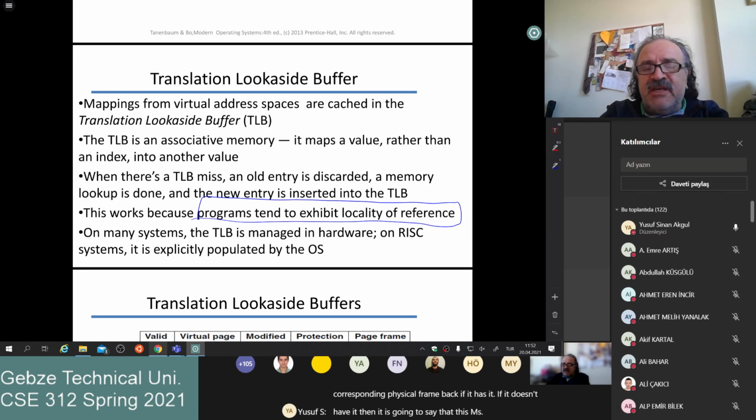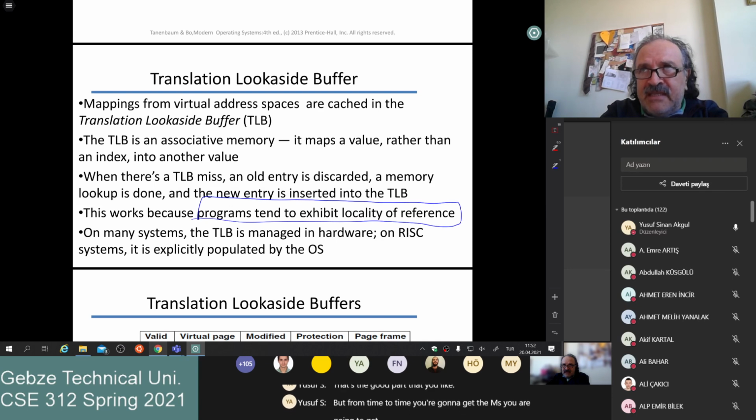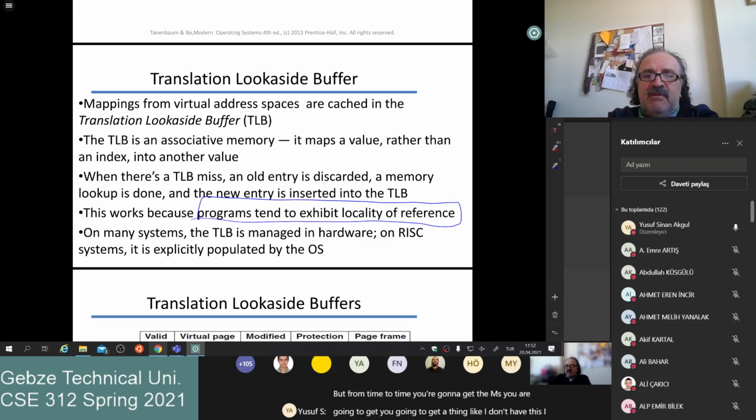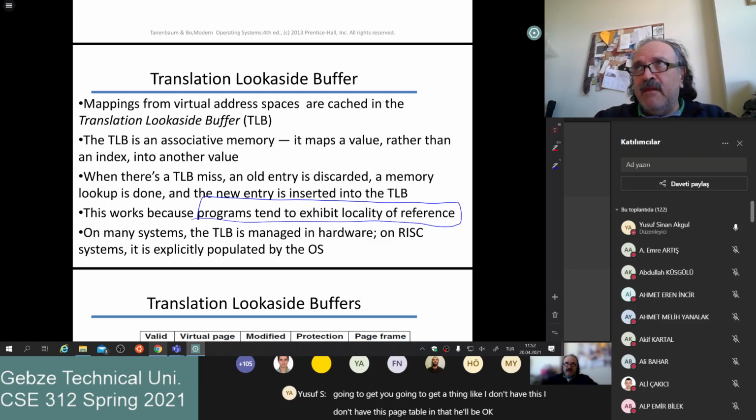That's the thing with caches, right? It is either a hit or a miss. You like to have all hits all the time. That's the good part that you like. But from time to time, you are going to get a miss, something like, I don't have this page table entry in the TLB. So in short, the MMU doesn't contain the whole page table. It contains only the TLB, and the size of the TLB is small. It is not millions of lines of table entries. It is maybe thousands.